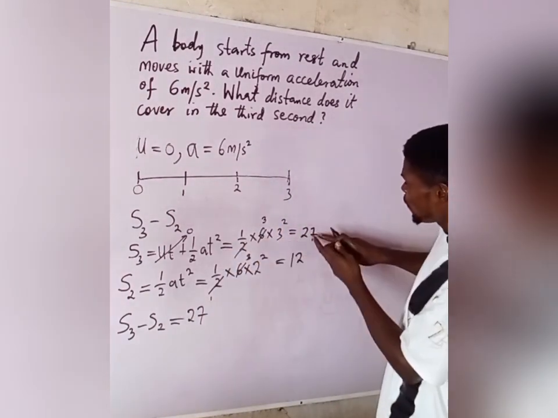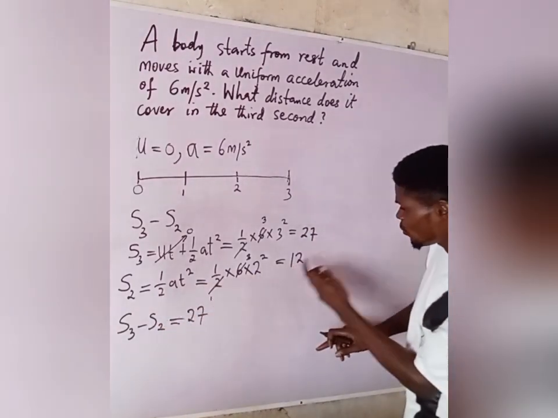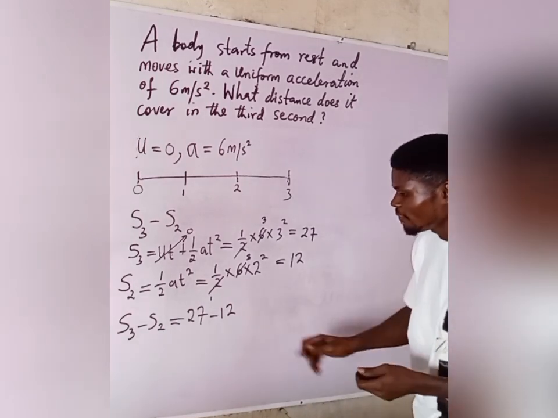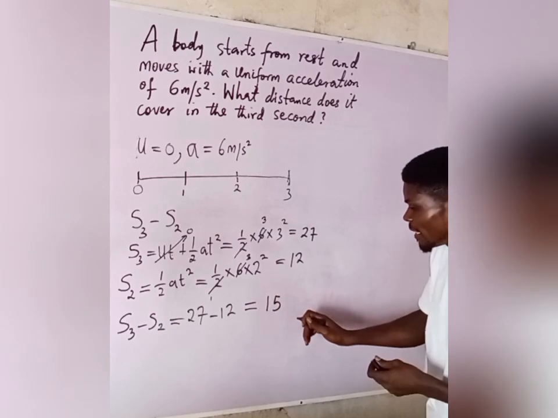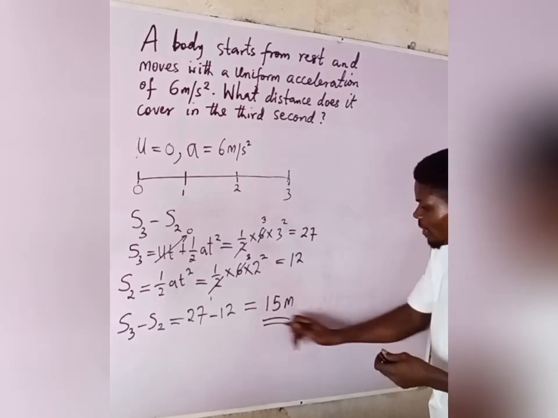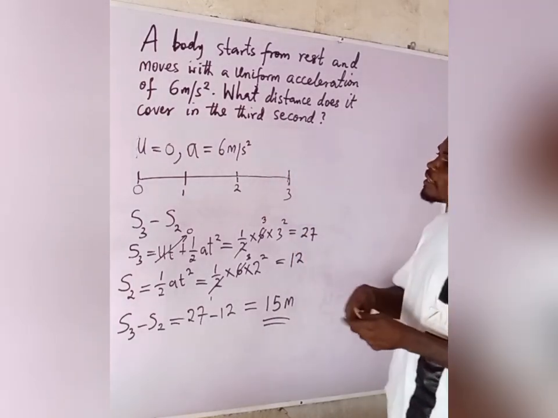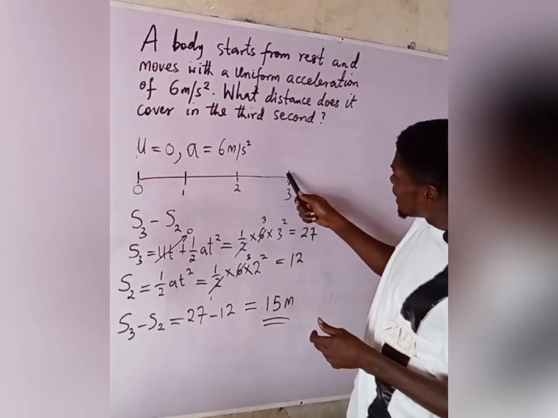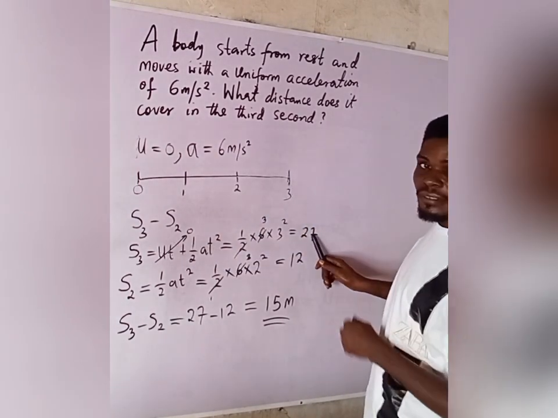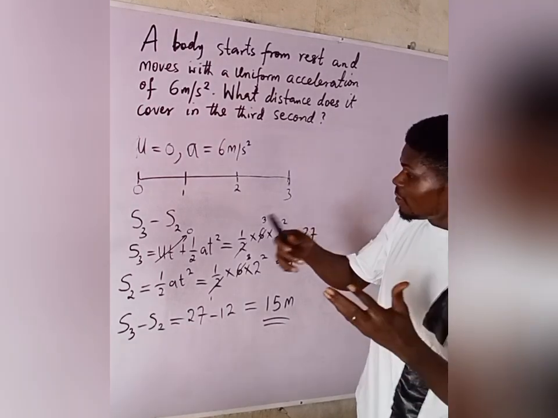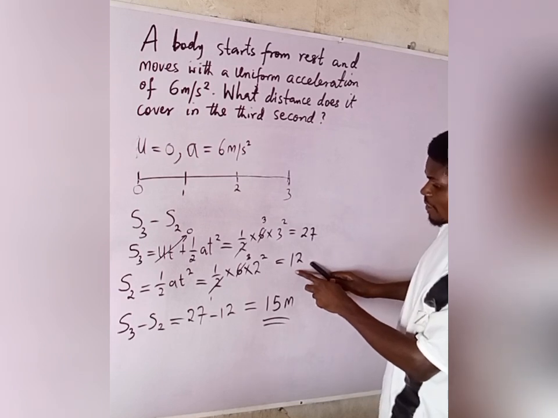So finally, we have that our S3 minus S2 is equal to 27. That is the value for S3. Then minus S2, which is 12. When you now take the difference, you are going to get 15 meters. So the distance from here to here is 15 meters. That's what it means. The distance from the beginning to this last point, that is the distance for 3 seconds, is 27. The distance for 2 seconds, from here to here, is 12.